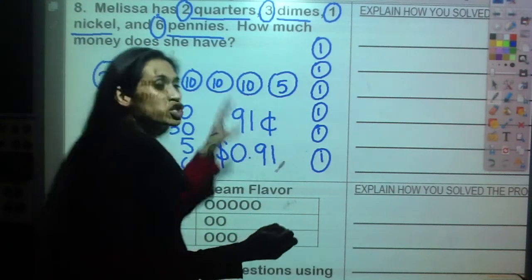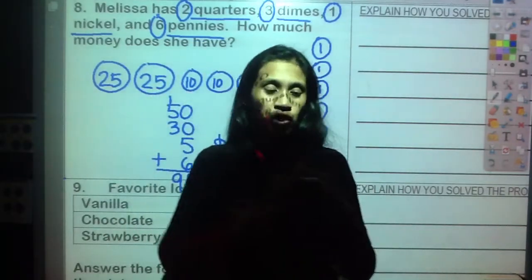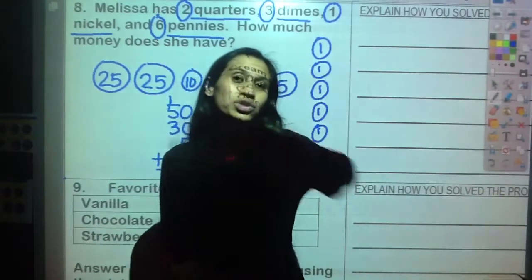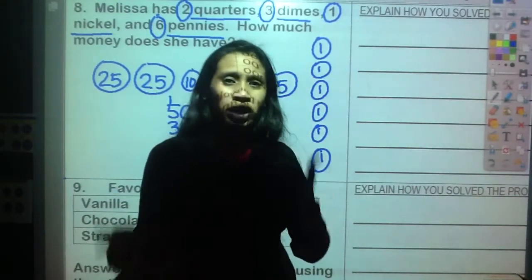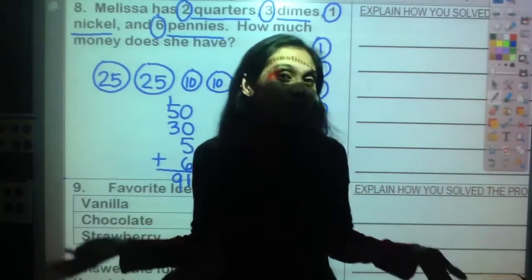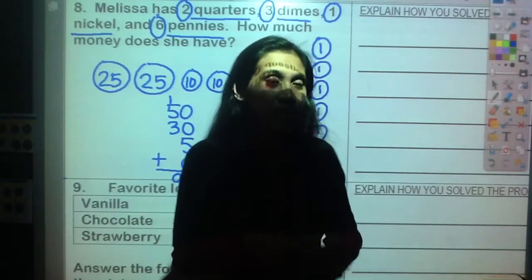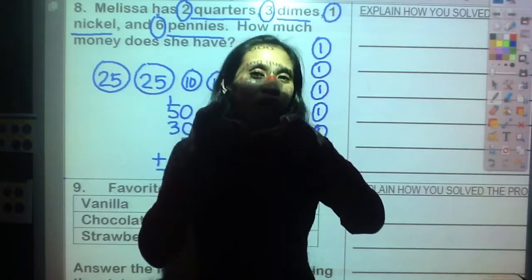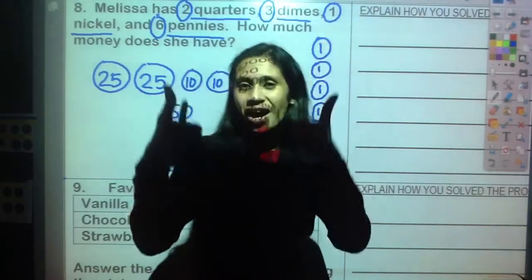Just like that. So once you're done working this out, drawing your coins, adding it together, go ahead and write and explain how you solve the problem. Now, if you counted up or you did it a different way, that's fine too, as long as you get the right answer and you can write down and explain how you got it so I know how smart you are. Thumbs up when you're done. Yay!